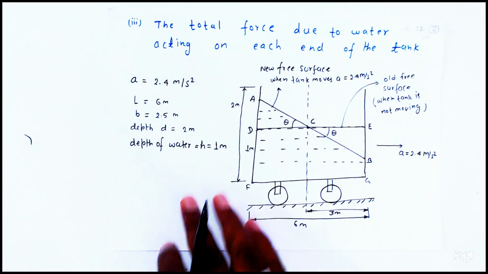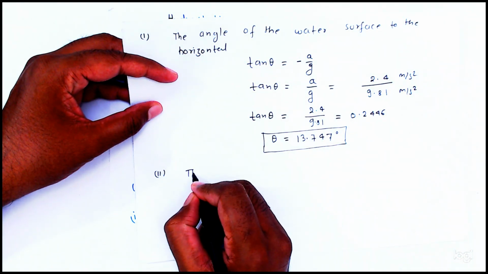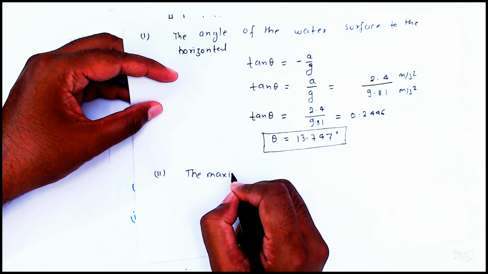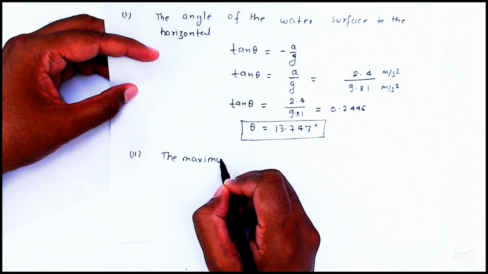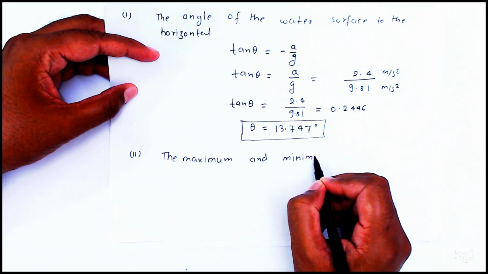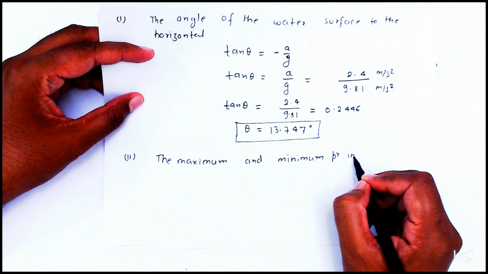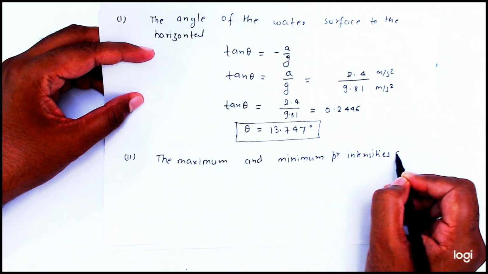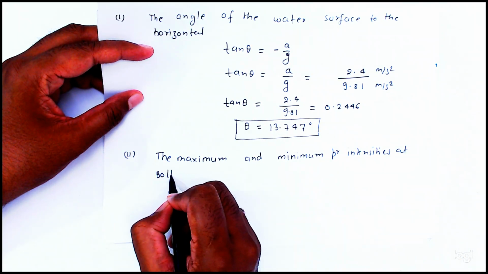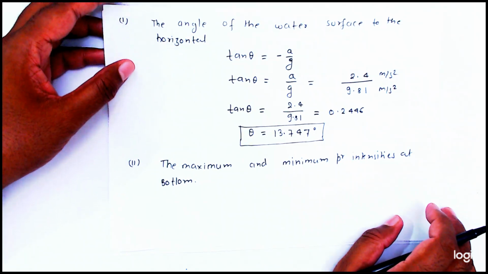Okay. Now the second point is the maximum and minimum pressure intensities at the bottom. Okay friends, now we know that the pressure at the bottom is equal to what?